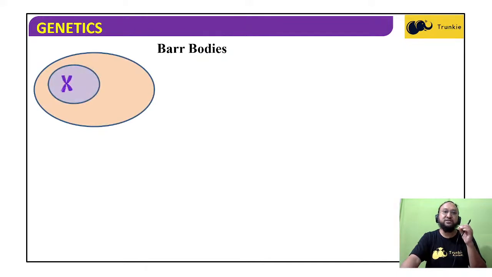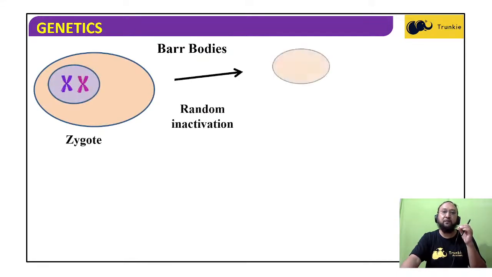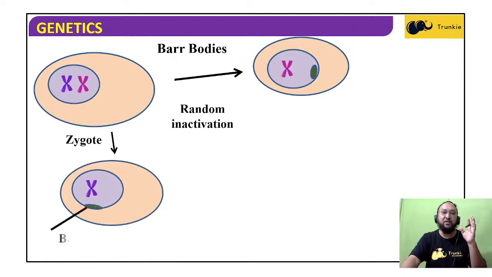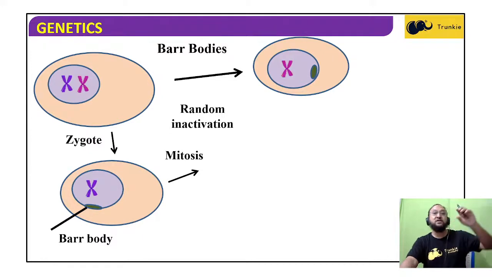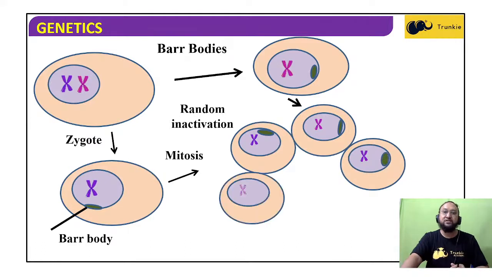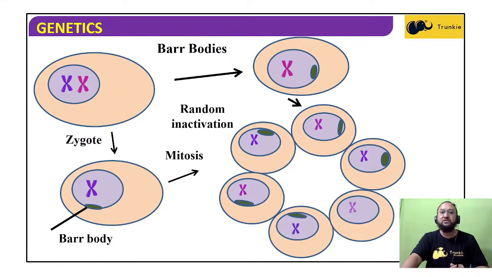So the zygote will form, and random inactivation will take place. Any one of the two will be inactivated, and then there will be bar body formation. This goes to the nuclear membrane, is attached there, and looks like a drumstick. This is called the bar body. This was observed during experiments and research, and this is called bar body formation or lyonization.